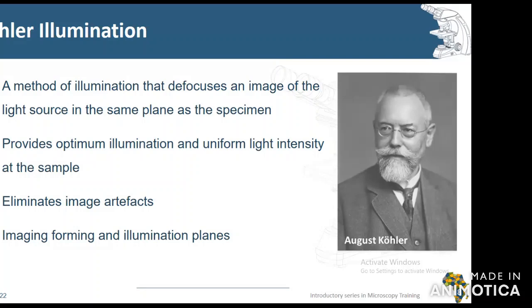But Köhler was able to readjust, or manipulate, the diaphragm and also the condenser so that he was able to defocus the image of the light source in the plane of the specimen. That is the breakthrough we have against the critical type of illumination. His efforts also gave us the opportunity to eliminate some artifacts in imaging. So these are the two methods of sample illumination.